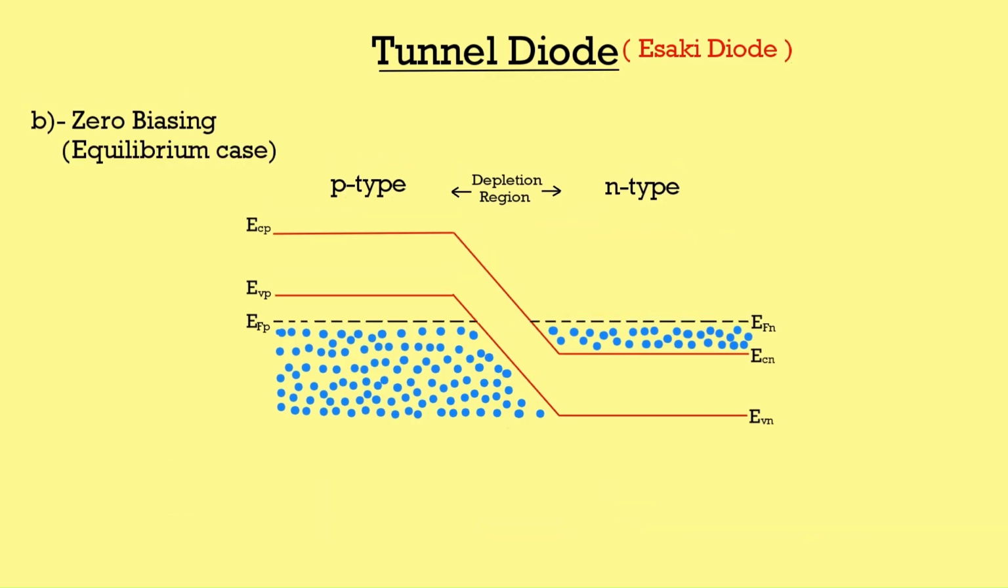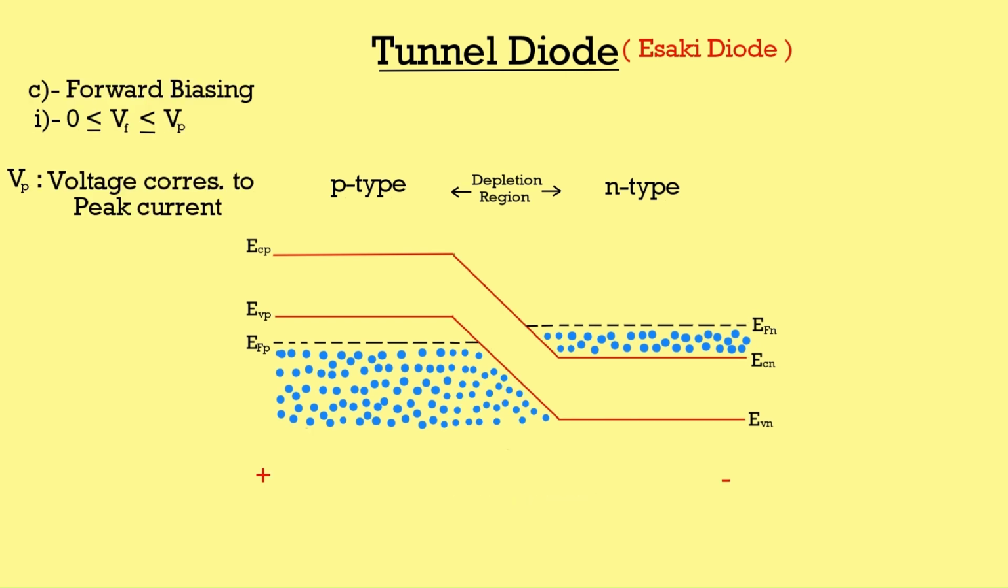The second case is zero biasing or the equilibrium case. This case is also very simple. As we already know, in the zero biasing case, the Fermi energy level in the p-type and n-type region coincide with each other such that the net current flow is zero.